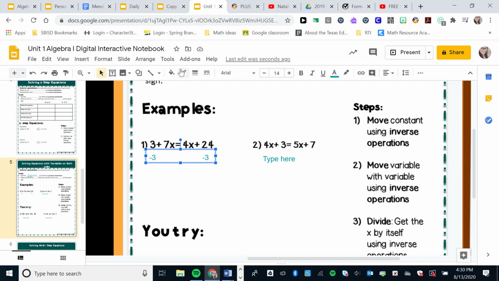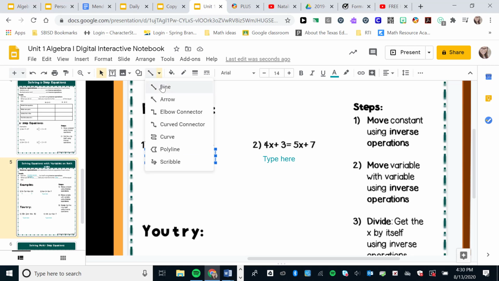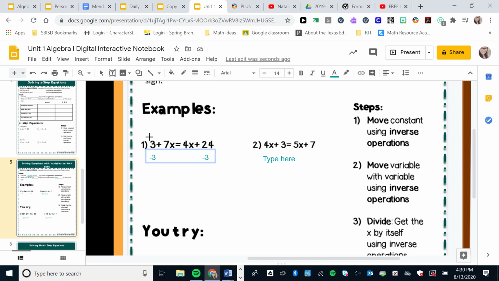So then this cancels out because of the zero pair. So 3 minus 3 is 0. So that one cancels out. And what are we left with? On the left side, I am left with 7x. And then on the right side, I am left with 4x. And then 24 minus 3 is positive, so I put the plus sign, 21.